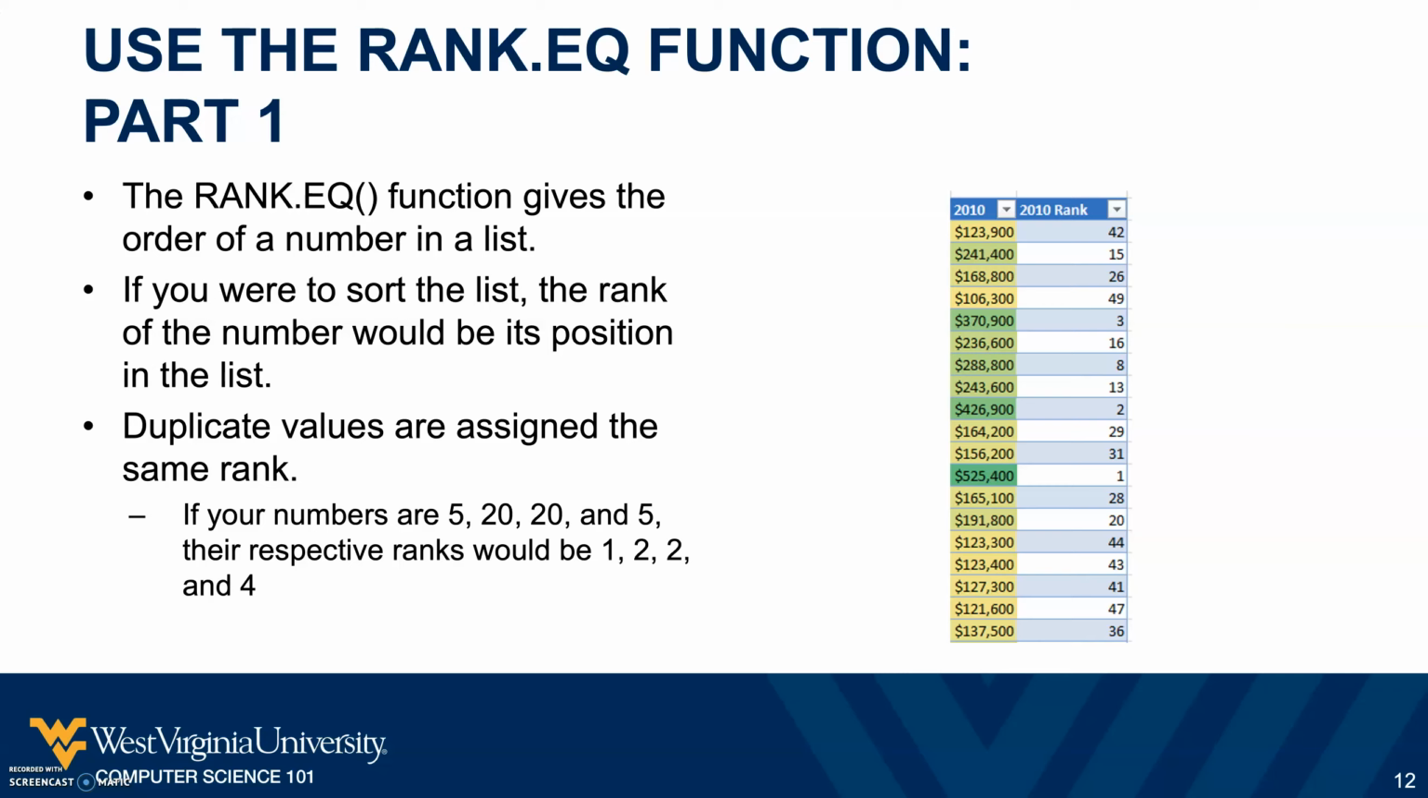What RANK.EQ does is you set aside a column and you say, I'd like you to take this number, for example, and compare it against the entire column. So it then will give you where things rank and list it in that column. And then the nice thing is, because you've got a ranking, you can just put them in order and rank them from smallest to largest if you want. Now, duplicate values are assigned the same rank. So if your numbers are 5, 20, 20, and 5, their respective ranks would be 1, 2, 2, and 4. A little weird. But anyway, that's the way it works.